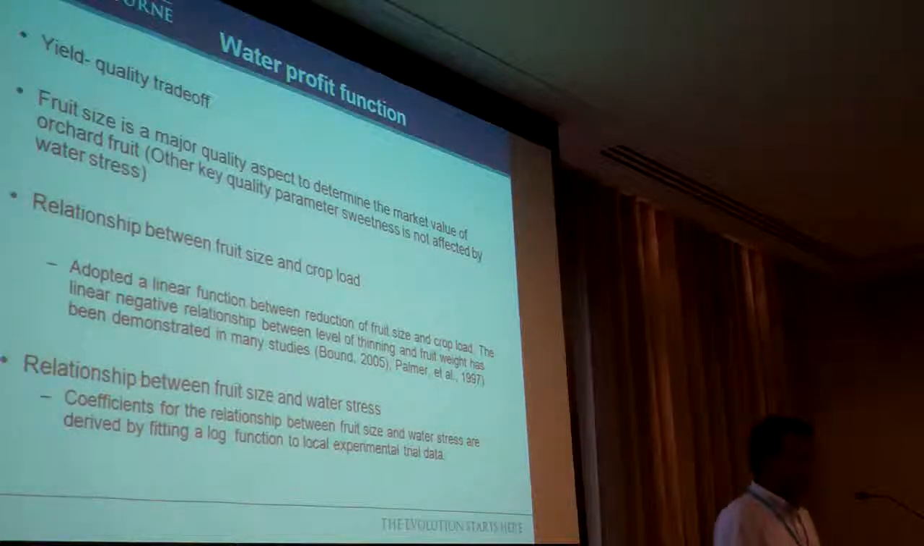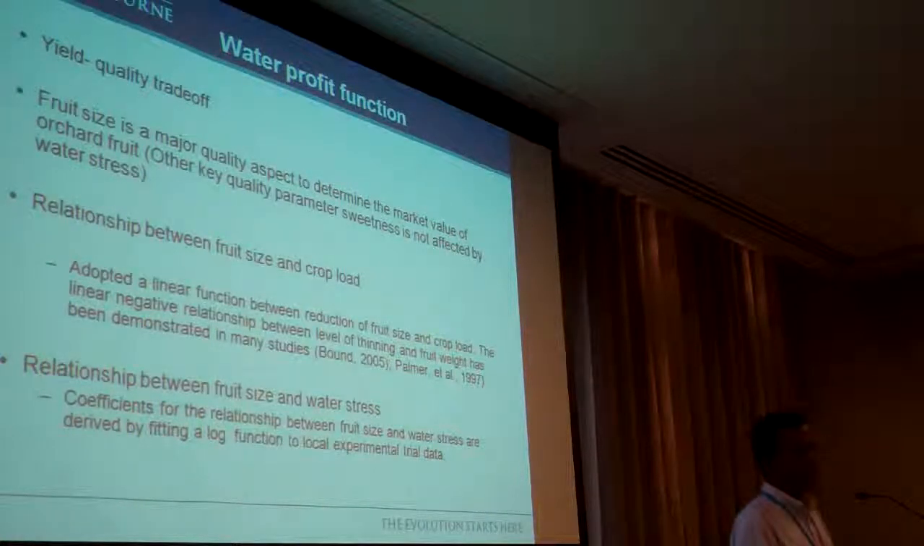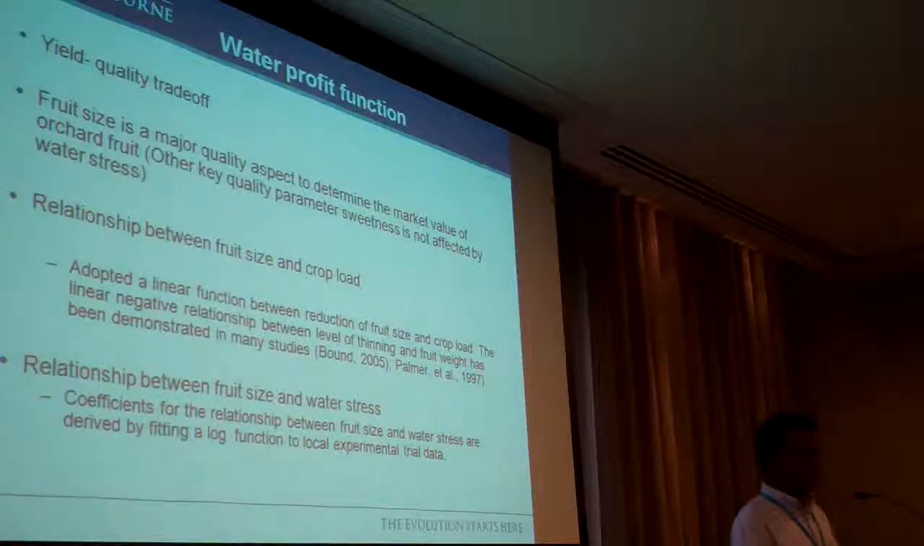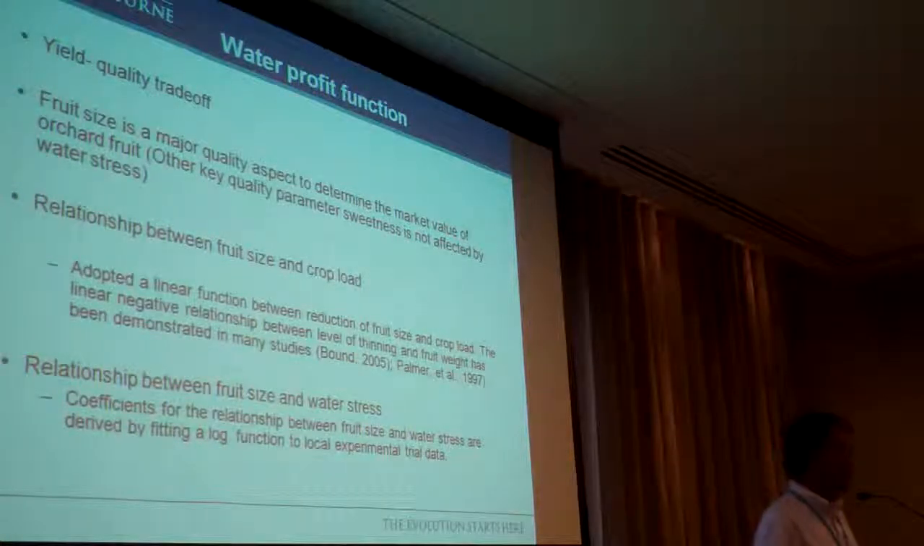The relationship between the fruit size and crop load: we adopted a linear function between reduction of fruit size and crop load. The linear negative relationship between levels of thinning and fruit weight has been demonstrated in many studies. Bound 2005 is a study conducted in Tasmania, and Palmer is a New Zealand study. And for the relationship between fruit size and water stress, we captured it by fitting a logarithmic function to locally available experimental data. Experiments have been conducted in Tatura.